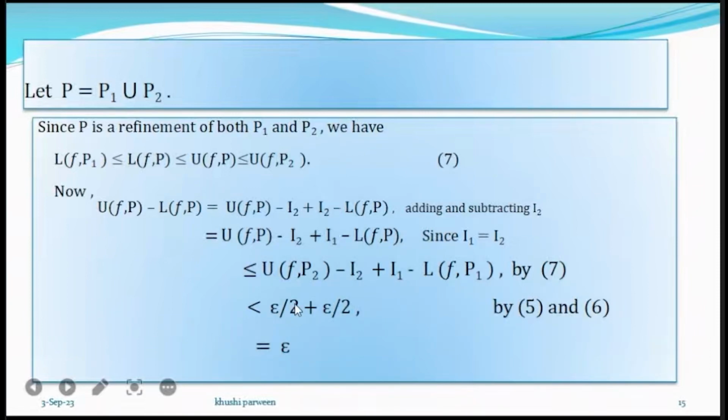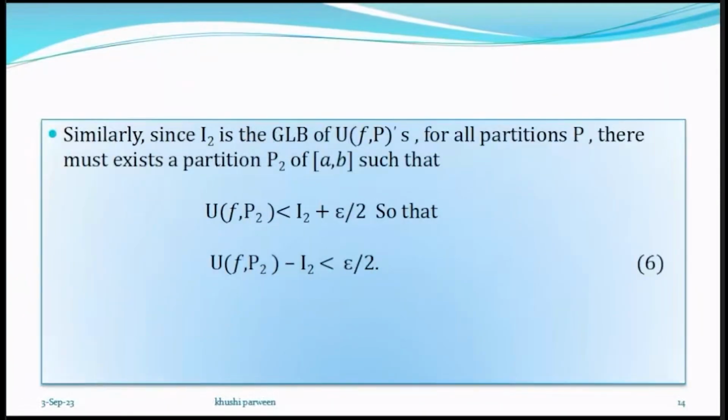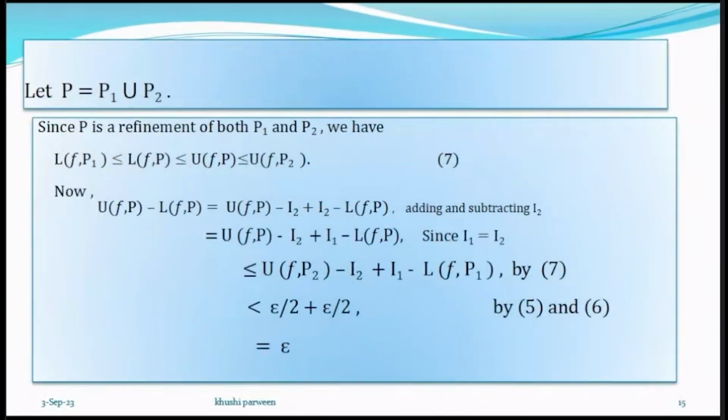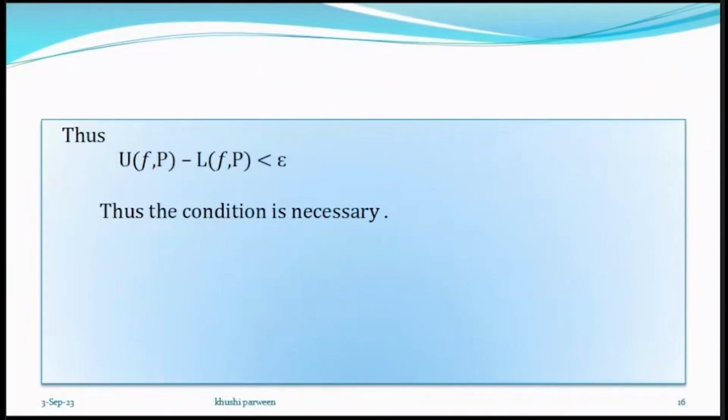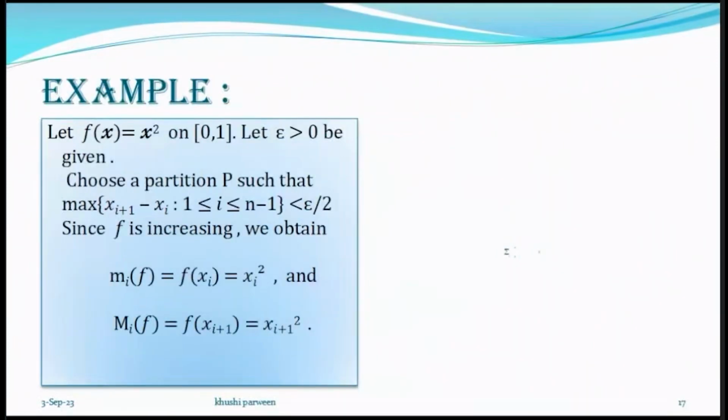This is less than epsilon by 2, as I mentioned, and this is also less than epsilon by 2. So their sum is less than epsilon by 2 plus epsilon by 2, which is equal to epsilon. So the contribution to the oscillatory sum is less than epsilon, which means the condition is necessary. Thus the theorem is proved.